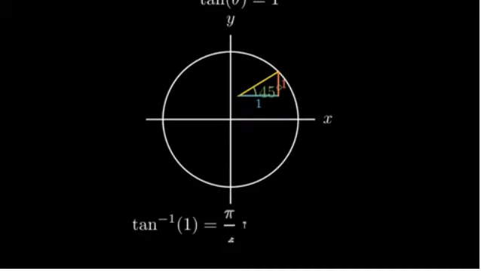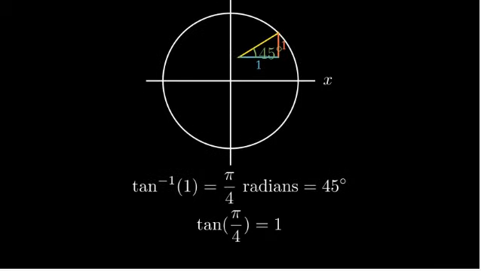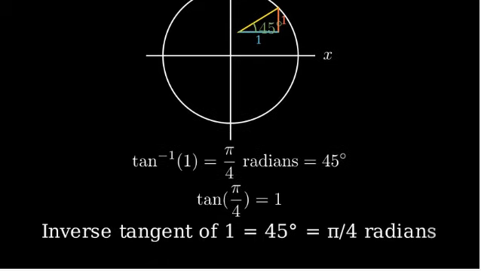The inverse tangent of 1 is equal to pi over 4 radians, which is the same as 45 degrees. We can verify this by taking the tangent of pi over 4, which indeed equals 1. And that's how we solve the inverse tangent of 1.